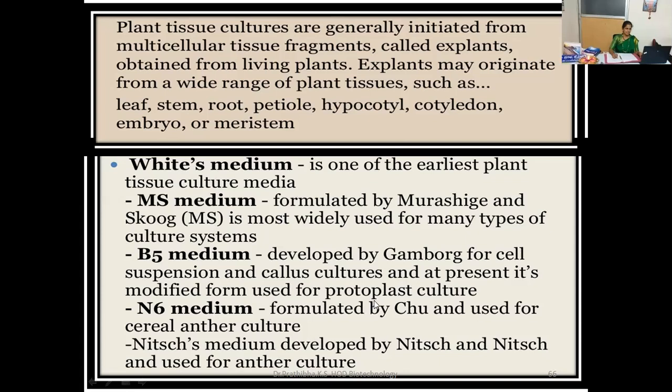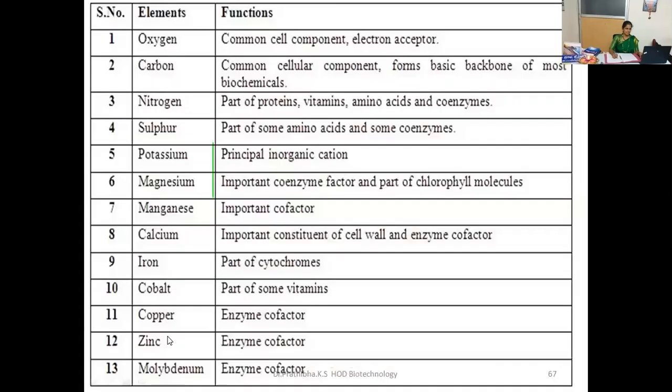You know better what is meant by protoplast, right? That is a cell without the cell wall. It means a naked cell. We use protoplasts in tissue culture conditions for a faster rate of regeneration. N6 medium, formulated by Chu, is used for cereal anther culture. Then we have Nitsch medium, developed by Nitsch and used for anther culture. So this is all about the list of culture media.